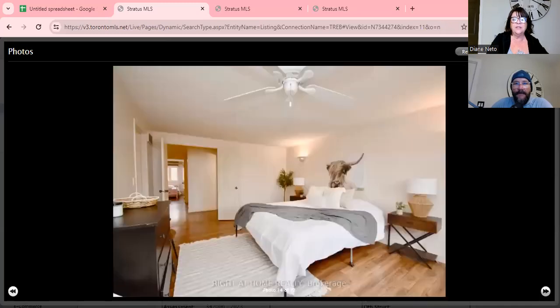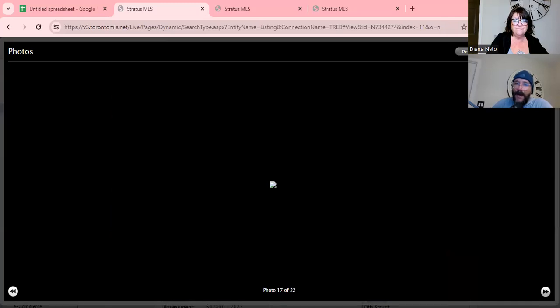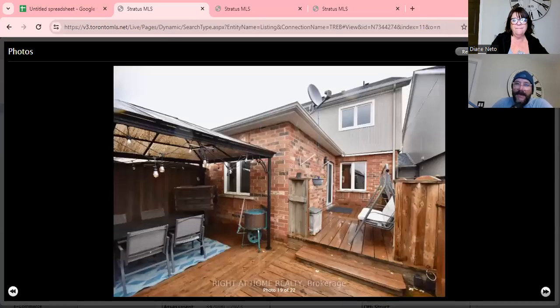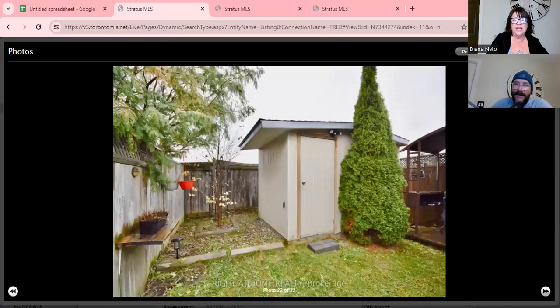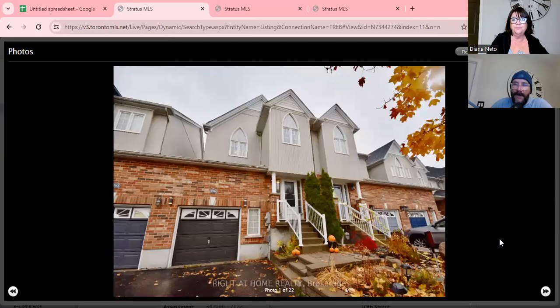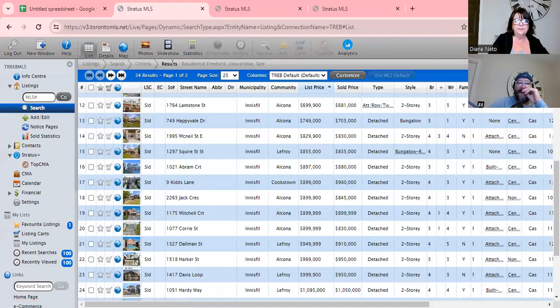Innisfil has some nice townhouses, eh? They do. There's not many of them for sale, but depending on some areas, you got some good size ones down there for sure. These are a nicer size than most of the average Barrie ones, I think. 100%. So that was $699, sold for $681. 27 days.